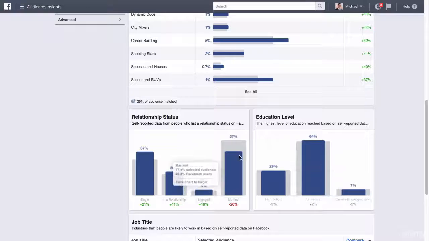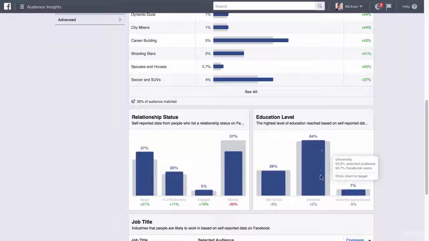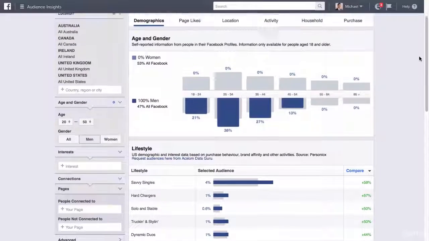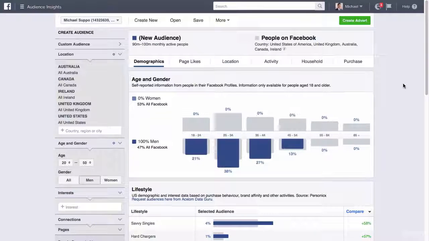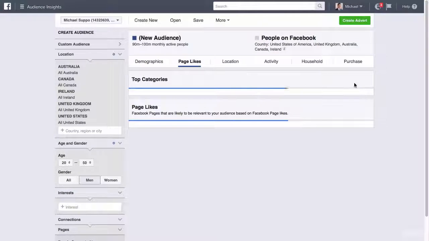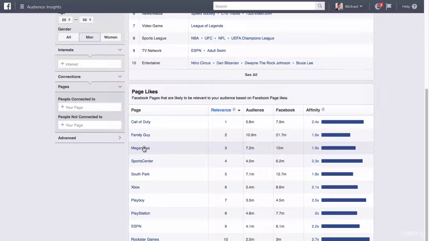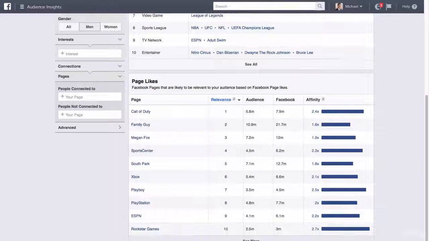So similar numbers there. We can look at the education level. A third finished high school, 64%, a large number, went to university, and 7% were postgraduate. That's just amazing information that Facebook gives you. And Facebook will also tell you what kind of pages these people like to follow. So if we go into here, we can see the most popular page likes for this population. We can see here, gaming is massive. Call of Duty, Xbox, PlayStation, Rockstar Games, who are the guys who made Grand Theft Auto 5.